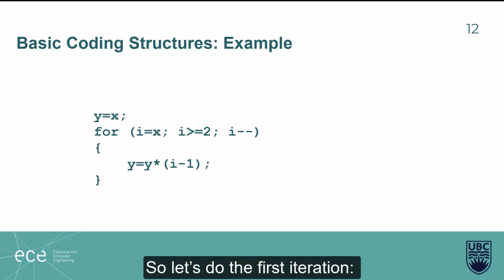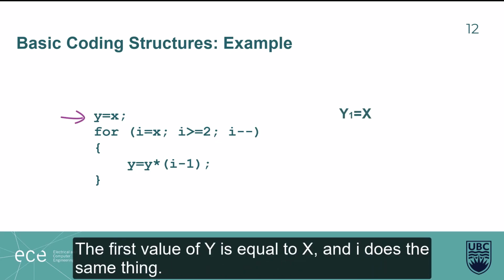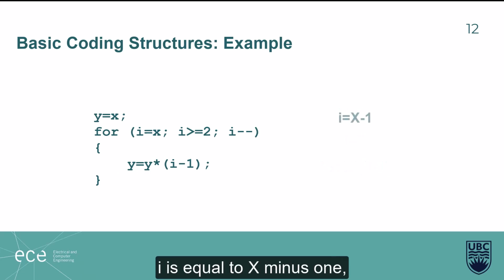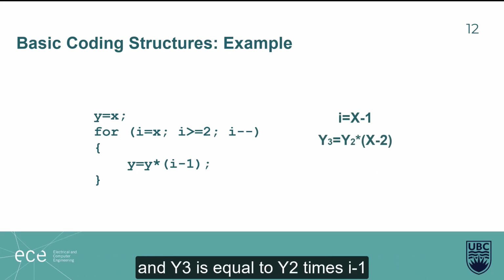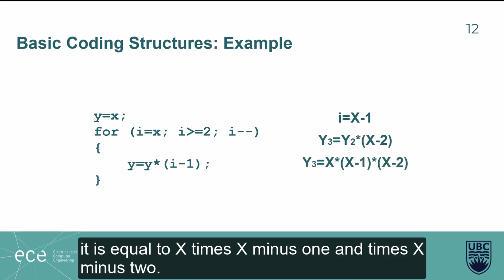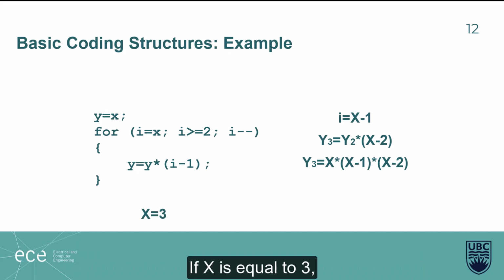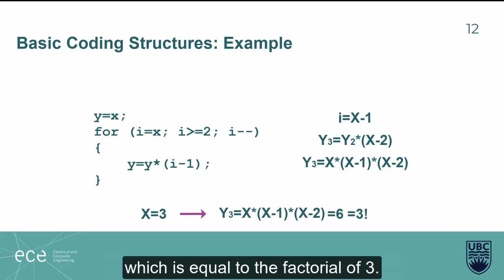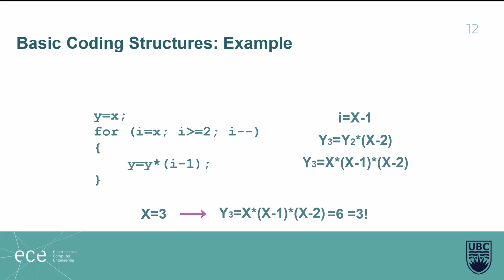So let's do the first iteration. The first value of y is equal to x, and I does the same thing. Then the second value of y, y2, is equal to x times x minus 1. In the next iteration, I is equal to x minus 1, and y3 is equal to y2 times I minus 1. Replacing the value of y2, it is equal to x times x minus 1 and times x minus 2. If x is equal to 3, the third iteration of y, y3, is equal to 6, which is equal to the factorial of 3.